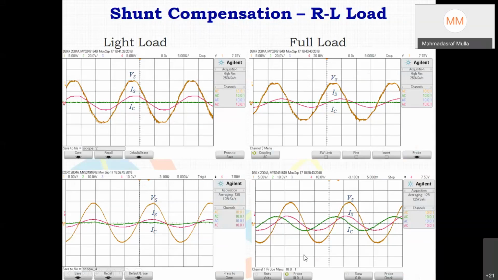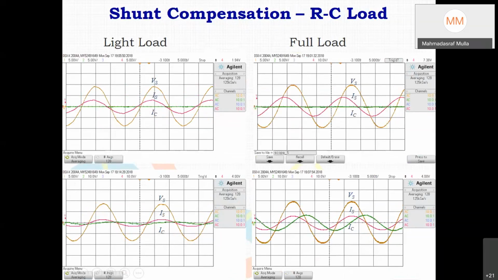After compensation, once again current will come in phase with voltage, and this green one is the shunt compensator current. So for compensating lagging current, you require leading current. So this voltage source converter is providing this green leading current, and that is how at the receiving end you have voltage and current in phase.